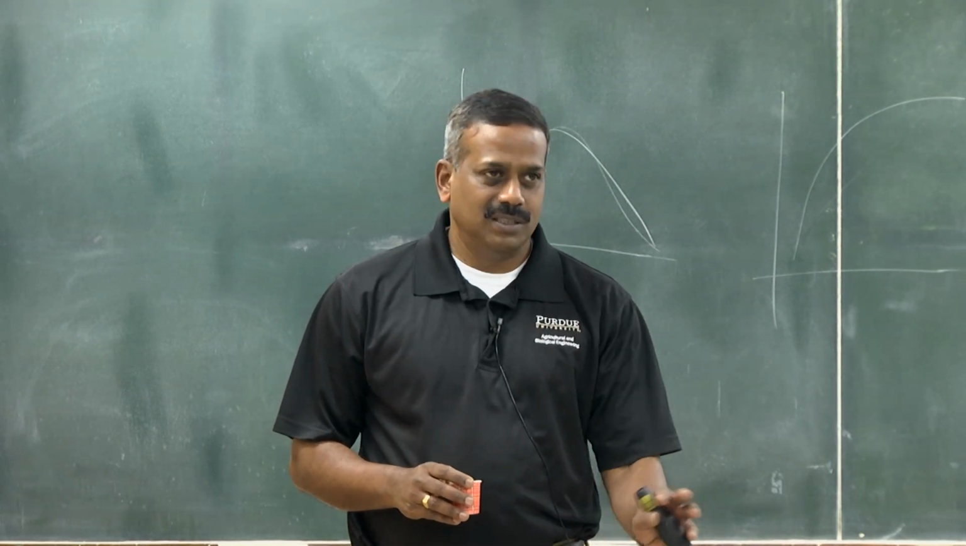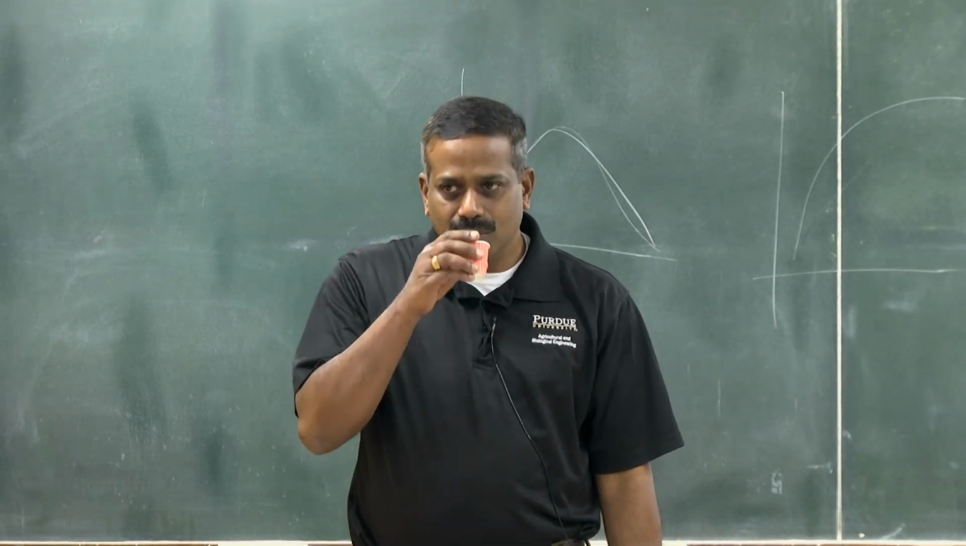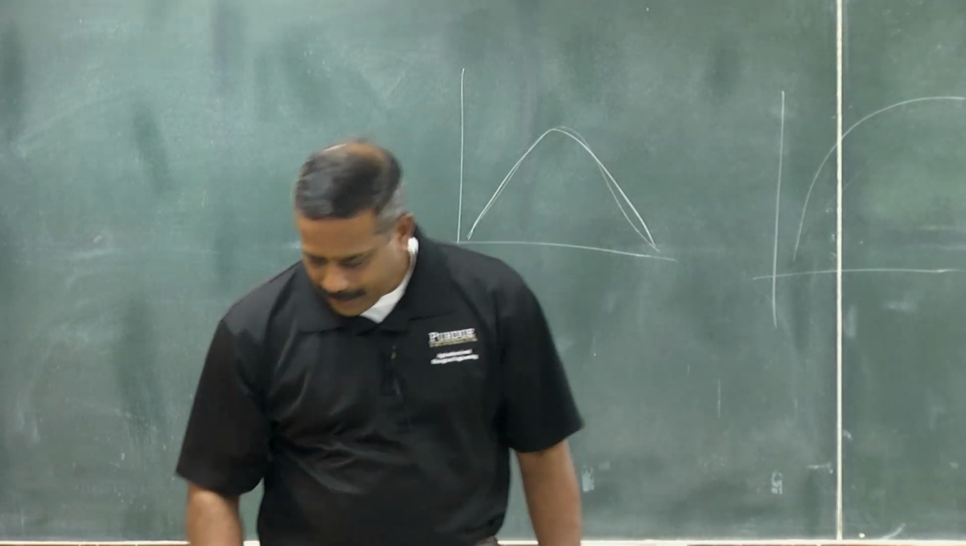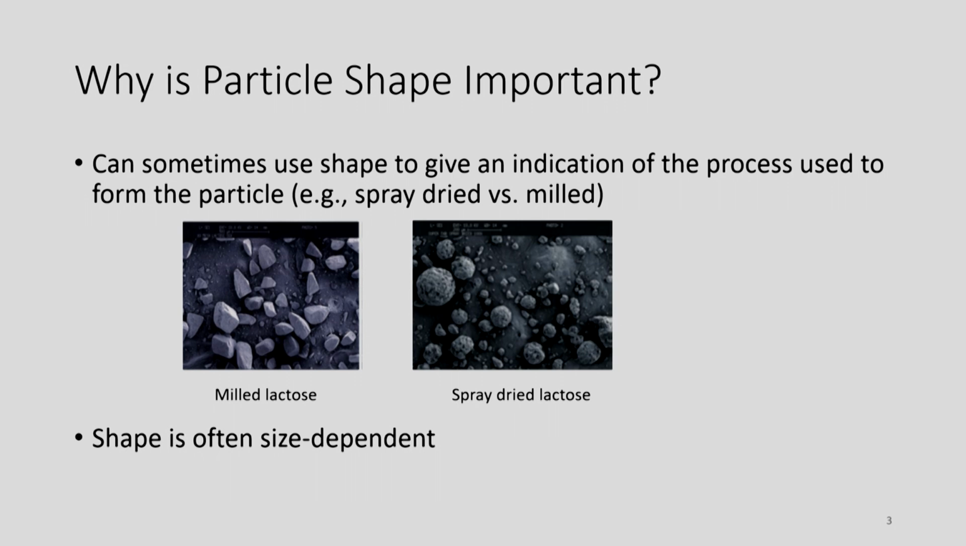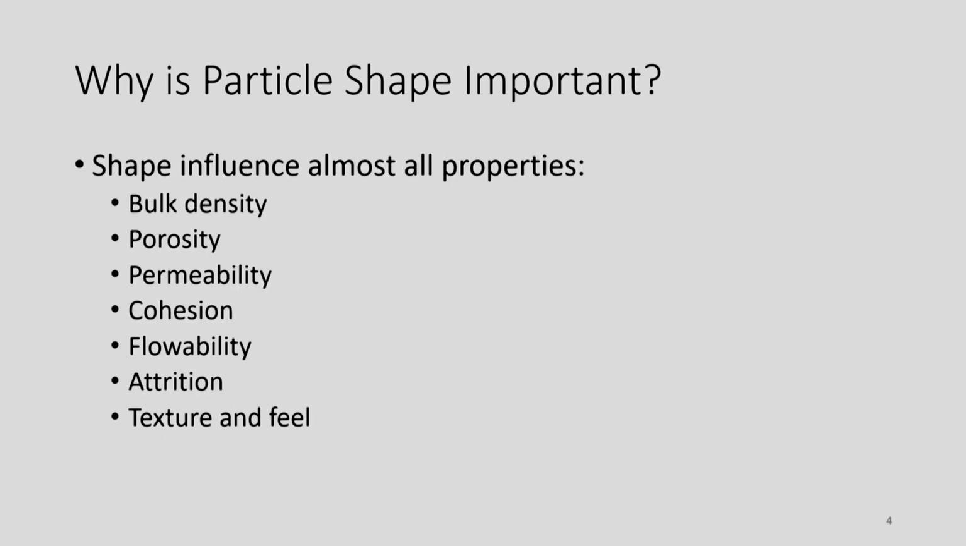We talked about the wheat flour example, right? In the wheat flour example, smaller particles might be more spherical than larger particles. So almost all properties, from density to texture and feel, etc. We'll go through some examples and measurement methods.